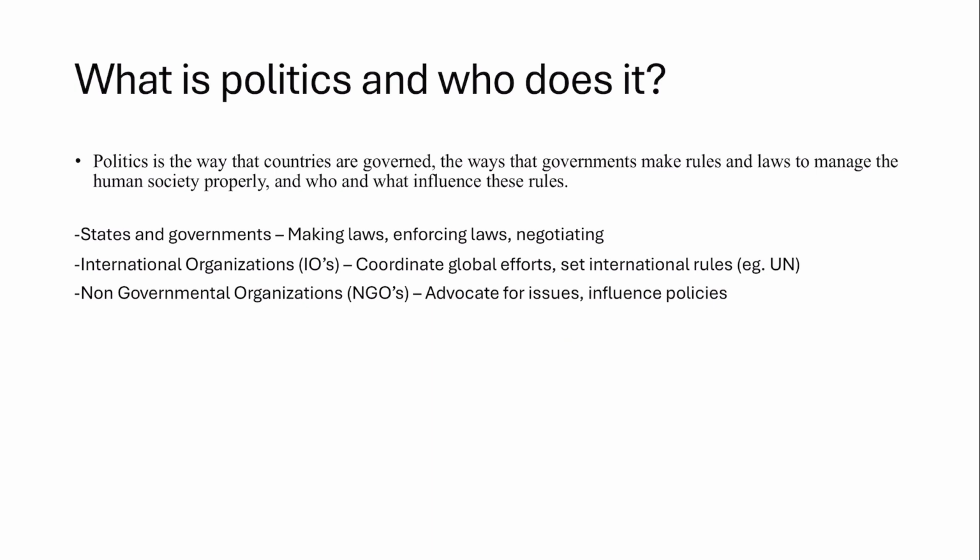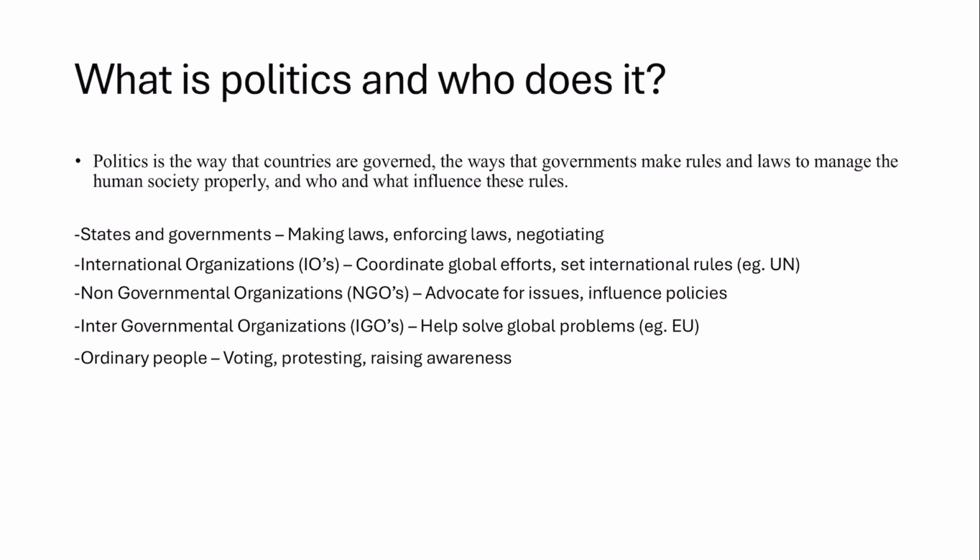The next one is non-governmental organizations, or NGOs. They advocate for issues and can influence policies, which happens a lot, and these can even be common businesses around us that you wouldn't think of. The next one are intergovernmental organizations, or IGOs, and they help solve global problems and help different governments negotiate, for example, the EU, and they can also be focused on a specific region.